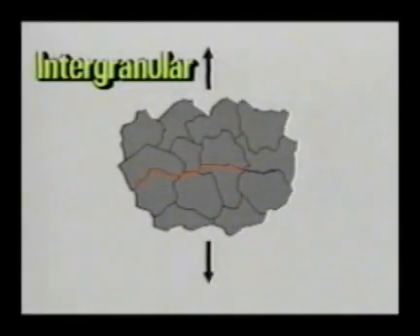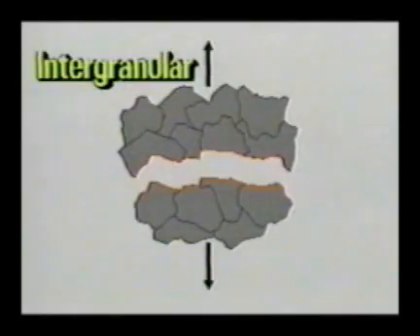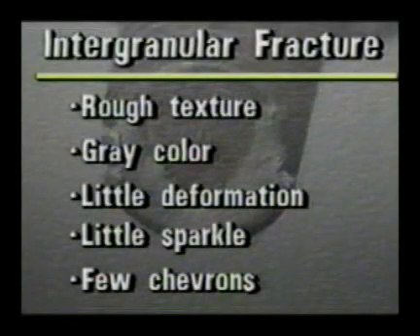Intergranular brittle fractures tend to break the bond between the grains, exposing the irregular shaped grain surfaces. This is similar to cracking a stone wall at the mortar joints. Intergranular fractures have most of the same characteristics as cleavage fractures. The main difference is intergranular fractures don't sparkle nearly as much as cleavage fractures.